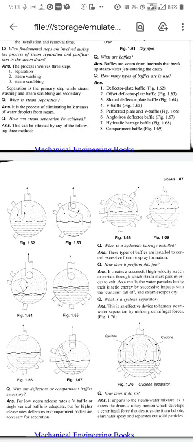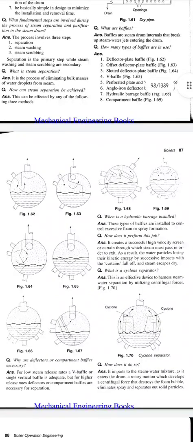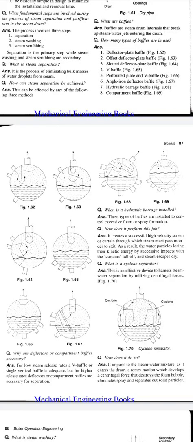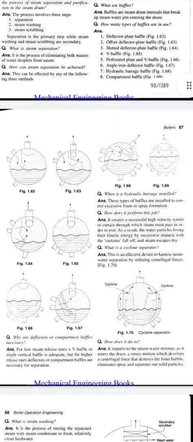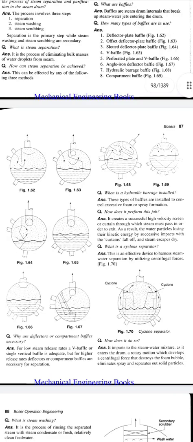This is page number 87. In this diagram we can see the baffle types. 1.62 is deflector plate baffle. We can see the arrangement of a deflector plate. And 1.63 is offset deflector plate baffle. And 1.64 is slotted deflector plate baffle in the left side of the diagram. Slotted deflector plate. Then V baffle we can see 1.65 and 1.66 perforated plate V baffle.